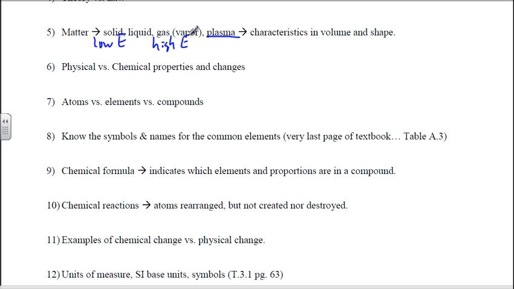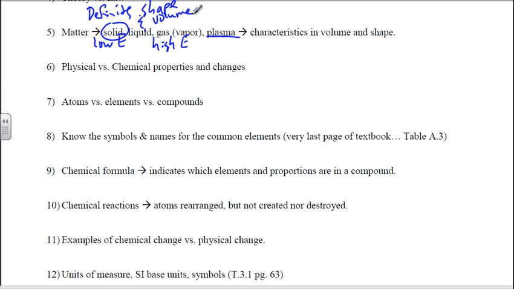And then characteristics in volume and shape. So solid, down here at the solid end, has a definite shape. So the word definite, or a fixed shape. So a definite shape and volume, meaning the shape and the volume of your desk is just constant. It's staying exactly the way it is.